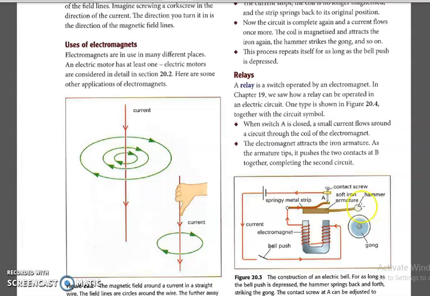So what happens is, when current is flowing through the circuit, automatically this section will be magnetized, and it attracts the soft iron armature. When it attracts the soft iron armature, the hammer will strike this gong.